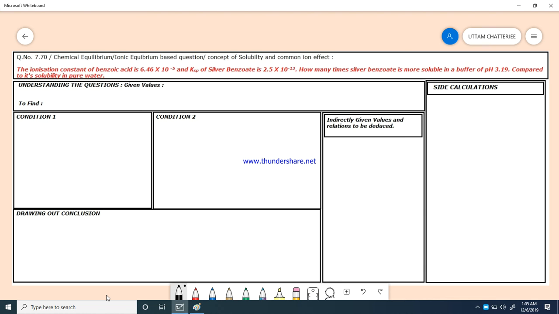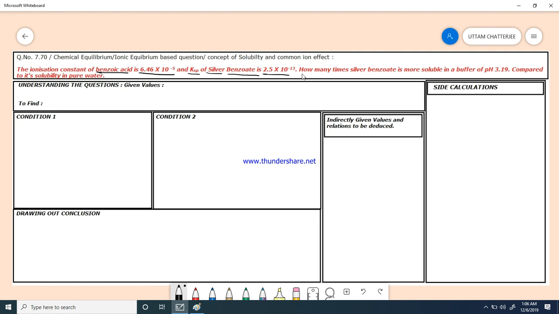Let us try to understand question number 7.70 of NCERT, which is from the chapter Chemical Equilibrium and is based on the concept of ionic equilibrium and use of the concepts of solubility, solubility product, and common ion effect. The question says that the ionization constant of benzoic acid is 6.46 × 10 to the power minus 5, and the solubility product, that means the product of the concentration of silver ion and benzoate ion, is 2.5 × 10 to the power minus 13.